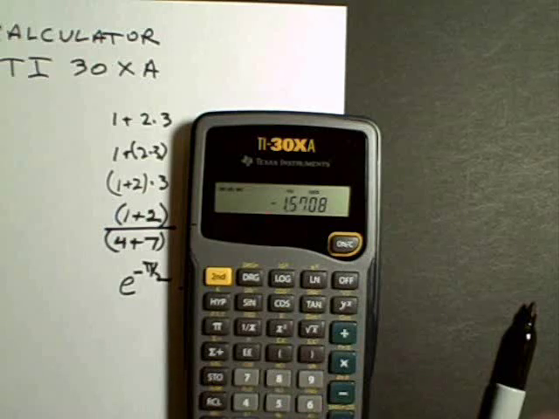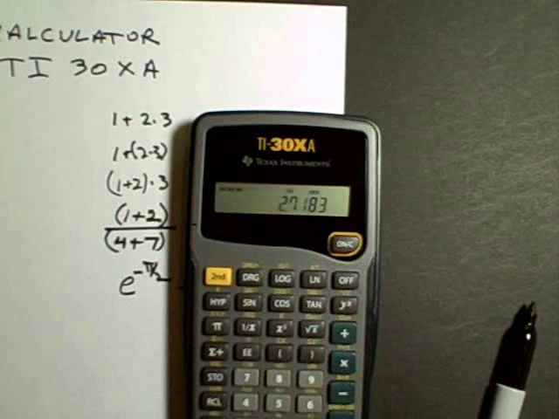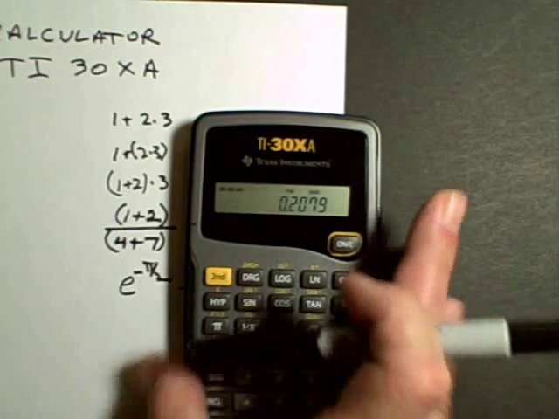Now e, and I won't tell you what that is. We have a video where we explain that, but the way I get to that is I just take 1, second, ln, and there's e. I put that in the y to the x key. I recall minus pi over 2, hit equal, and 0.2079 is the answer.